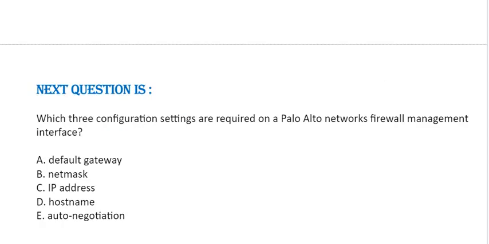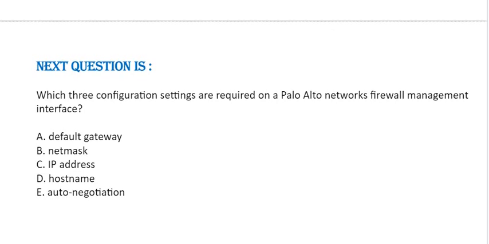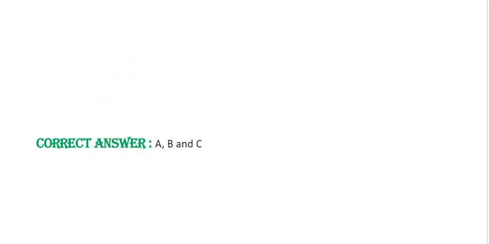Next question is, which three configuration settings are required on a Palo Alto Networks firewall management interface? Option A, default gateway. Option B, netmask. Option C, IP address. Option D, host name. Option E, auto negotiation. Correct answer is option A, B and option C.